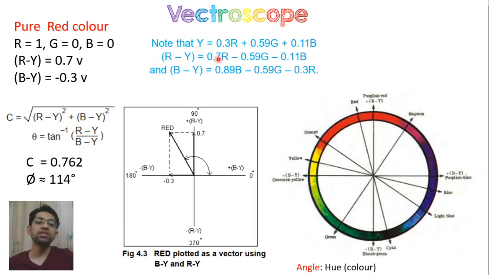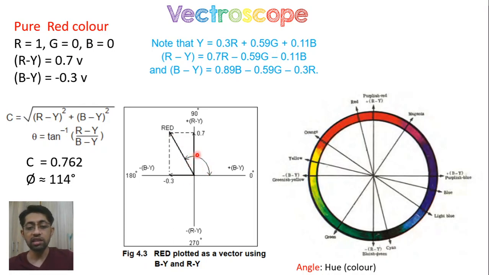So if we put these values of R, G and B into the equations of R minus Y and B minus Y, since G and B are 0, these two terms vanish, and R minus Y becomes only 0.7 into 1, which is 0.7 volt, and B minus Y becomes minus 0.3 into 1, which is minus 0.3 volt. So for pure red color, the R minus Y and B minus Y voltage values are 0.7 and minus 0.3. Now we can find out the magnitude and phase with the help of this formula, and the answer is that the magnitude of the resultant signal is 0.762, and the phase is approximately 114 degrees. So here we can represent the vector corresponding to red color as shown in this graph.